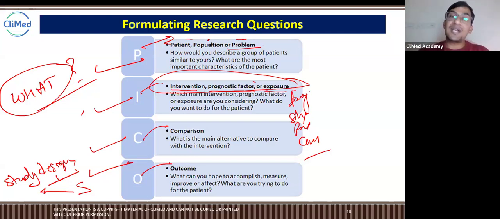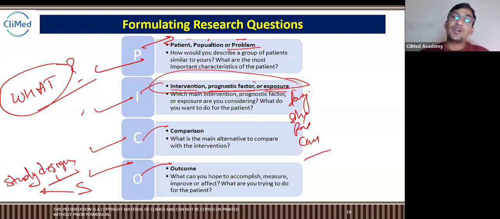Then comparison. How are you comparing? Like drug A versus drug B, or drug versus placebo in control trials. Or maybe you are comparing the guideline-based medical therapy, whatever clinical therapy is going on, with the new drug. Or maybe you are comparing healthy people with diseased people, the case group and the control group. So comparison must be there.